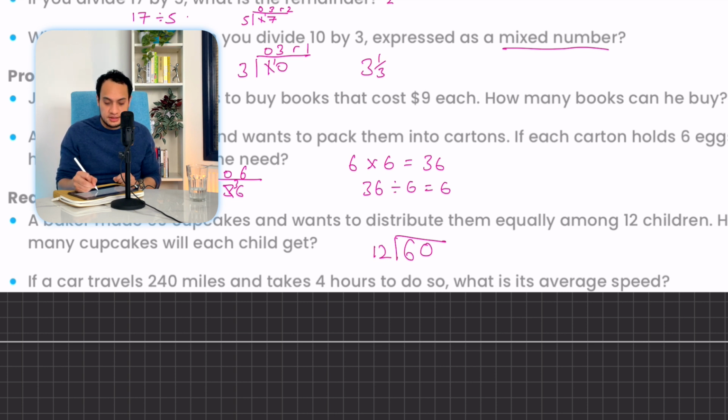12 doesn't go into 6, so we're going to put a 0 like that. We're going to carry the 6 onto the 0. 12 into 60 goes 5 times. Thus our answer is 5 cupcakes.